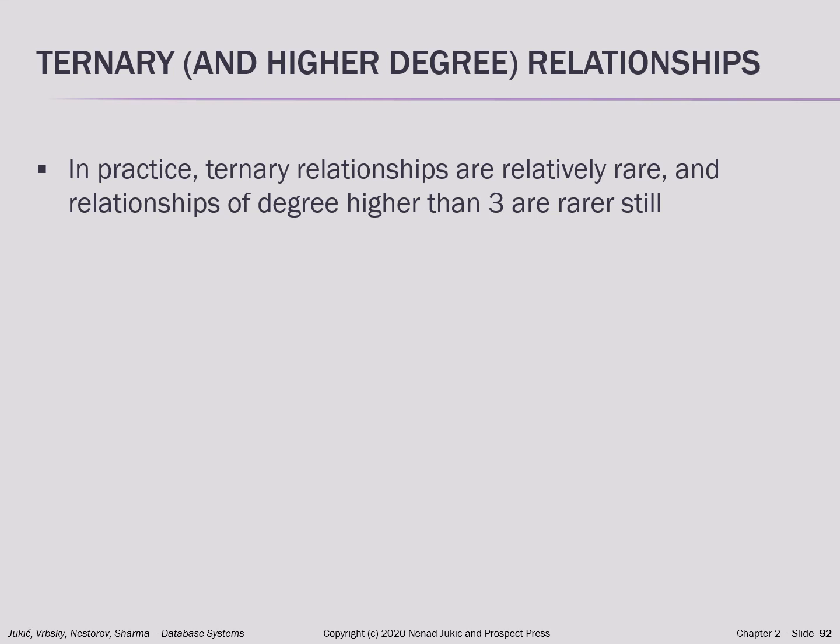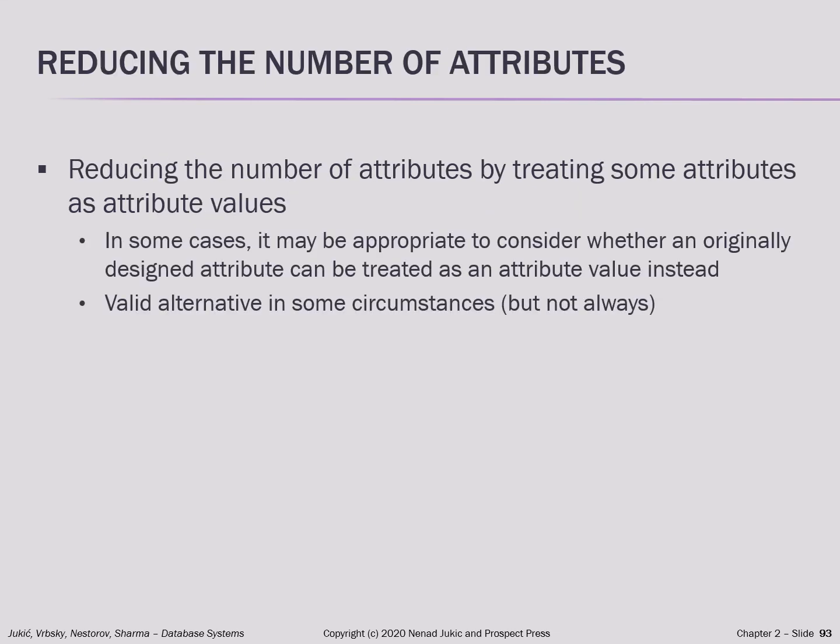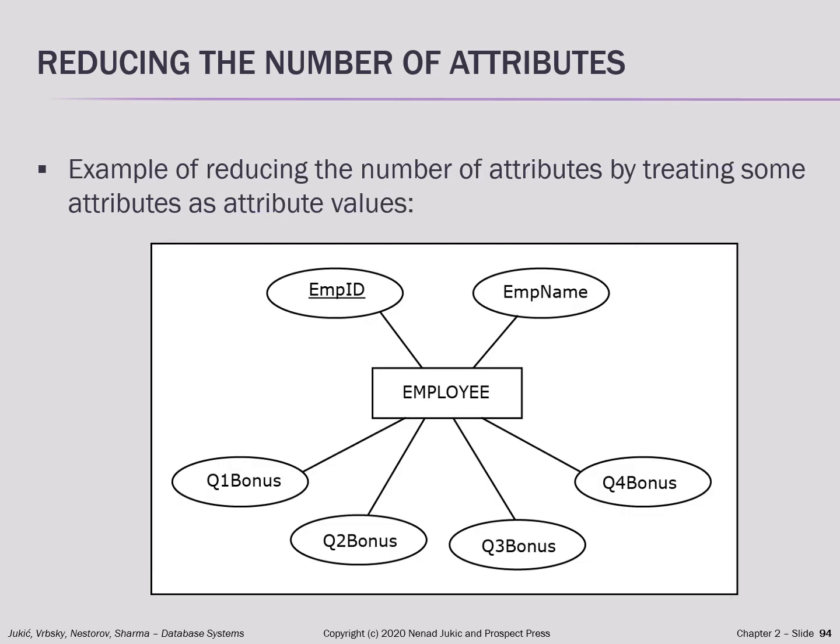We will conclude our coverage of ER modeling by giving a brief discussion of how number of attributes in the diagram can be reduced by treating some attributes as attribute values. That is valid in some circumstances, but not always. This issue is illustrated by the example shown here and discussed on pages 51 and 52. Here we see entity employee, and for each employee we keep track of a unique employee ID, employee name, and then bonuses for 4 quarters.